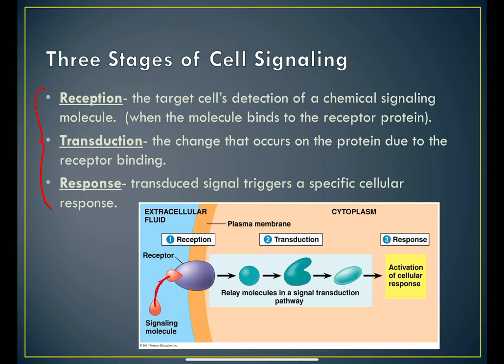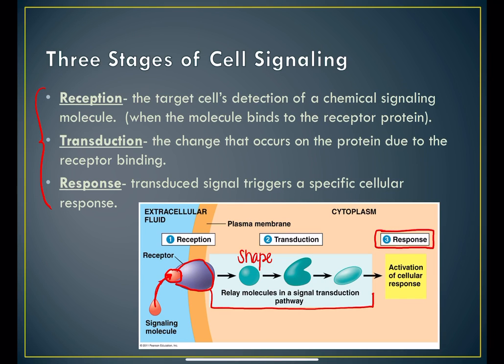So reception is when the signaling molecule binds to that receptor protein, okay? The transduction is the series of changes that follow that, which are going to include a shape change. When these molecules bind, they change shape as they get activated. And then the last thing is going to be the response.